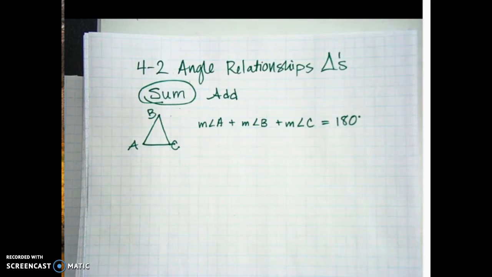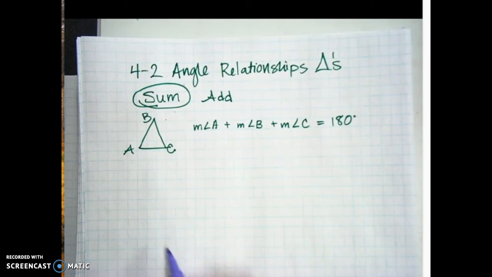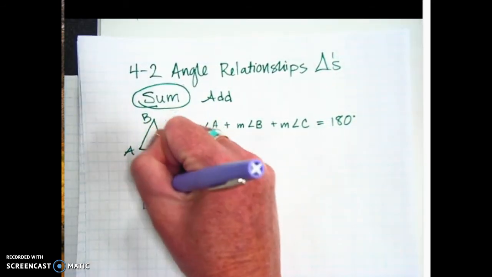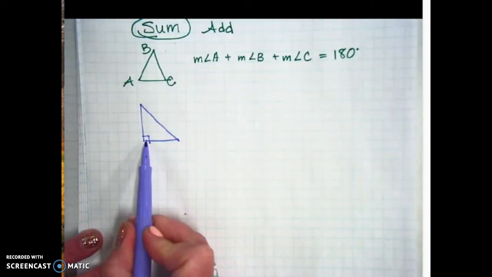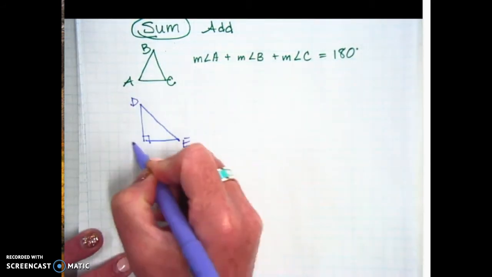Box number 2 is called Corollary 4-2-2. So basically it's the 4th chapter, 2nd section, 2nd theorem or corollary. And it says that if you have a right triangle, so you're going to draw a triangle and put that little box in the corner. That means it's a right triangle. We'll call this triangle DEF.